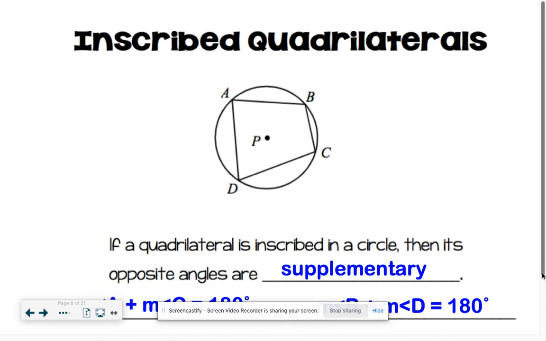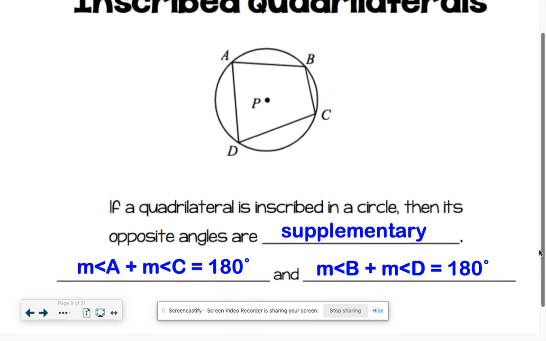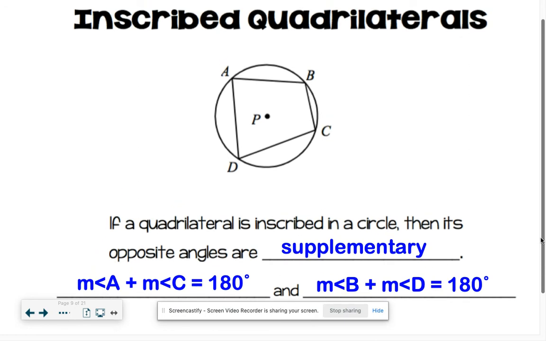Inscribed quadrilaterals. If a quadrilateral is inscribed in a circle, then its opposite angles are supplementary. Please don't forget, supplementary means they add to 180. That is something you should never forget from geometry class.